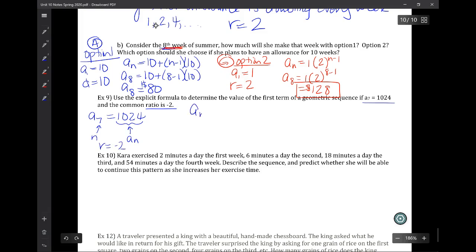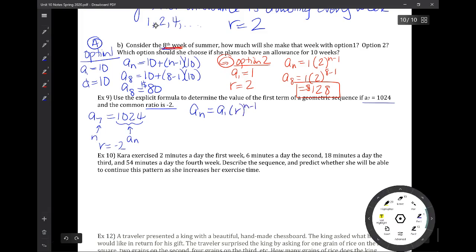So here's our formula, remember. So we are given AN right here. We are given N, which is right here, and we're given R, which is right here. And what we're trying to find is the first term, and that's exactly what they're asking us to find, and that's exactly what we don't know. So let's plug in and solve for it. So if AN is 1024, I don't know A1, common ratio is -2, and N is 7.